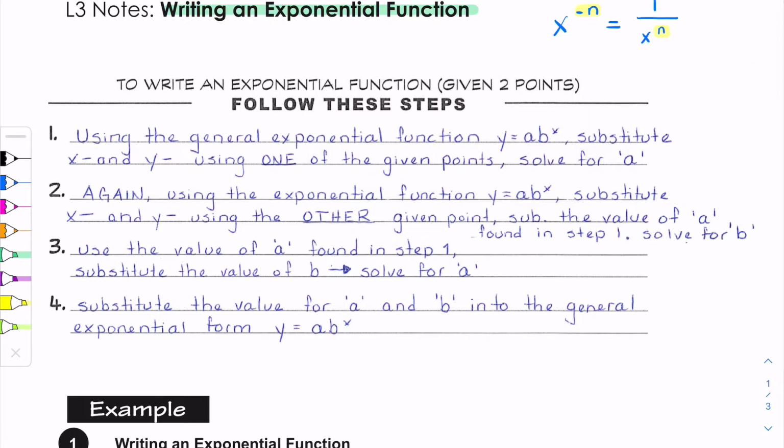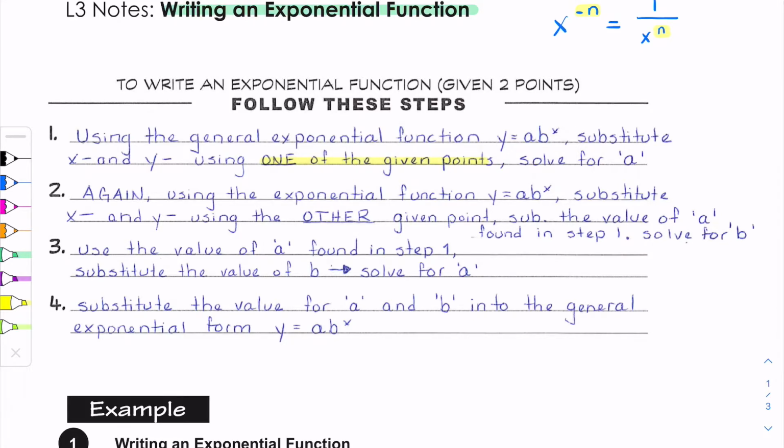So you're probably going to want to pause the video just to write down these steps, but I'm going to take a moment and read through them, and then I'll reread them as I go through the first example. So step 1 says using the general exponential form, y is equal to a times b to the power of x, you need to substitute x and y using one of the given points. So pick one of the points you're given, substitute in x and y, and you solve for a.